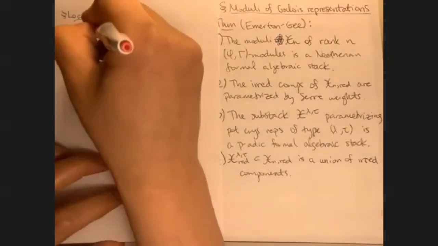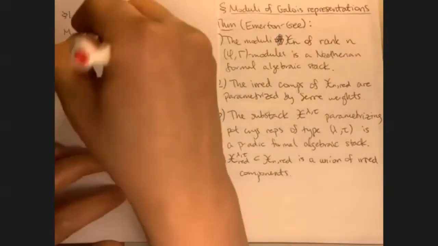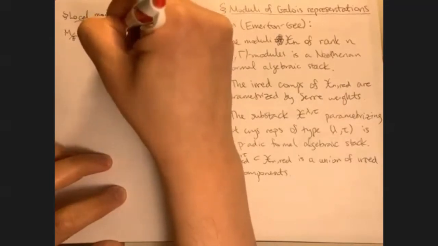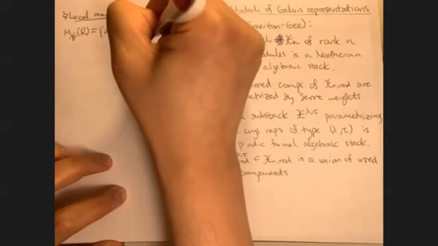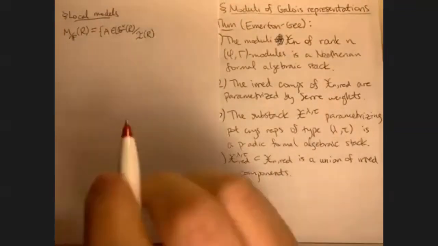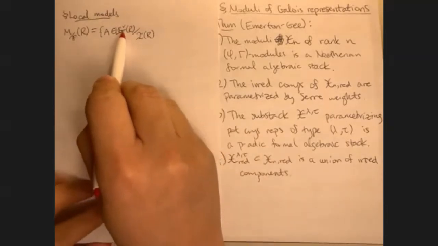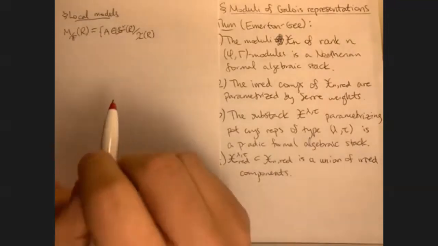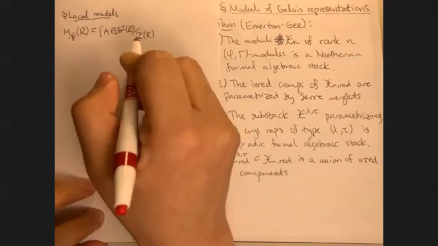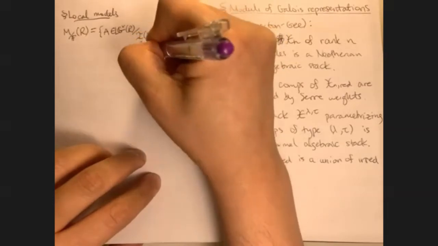So I want to define a certain variety. Here, this is the dual group of G. So I want to look at the loop group of this, and I'm going to quotient by an Iwahori subgroup. So this is a lower triangular Iwahori subgroup.